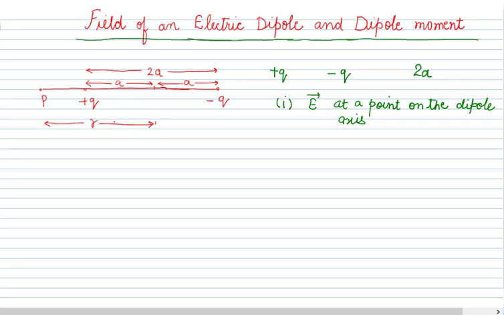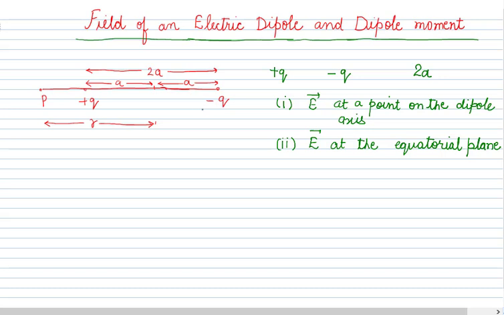In the second case, we will calculate the electric field due to this dipole at the equatorial plane. And what is this equatorial plane? The equatorial plane is that plane which passes through the center of the dipole and is perpendicular to it. So any plane which passes through the center and is perpendicular to the dipole axis is called the equatorial plane. We will first go to the electric field E at a point on the dipole axis. So let's go to that.